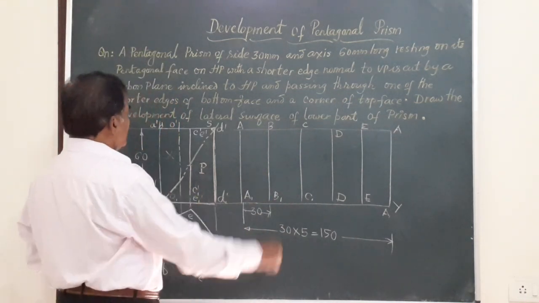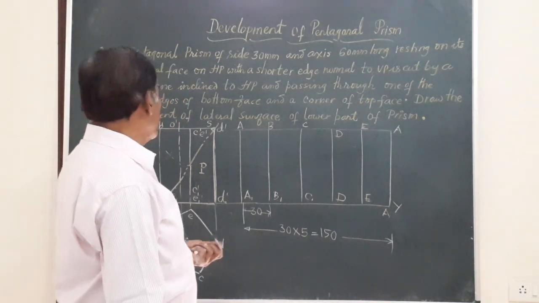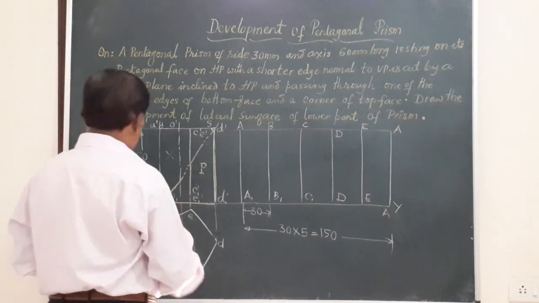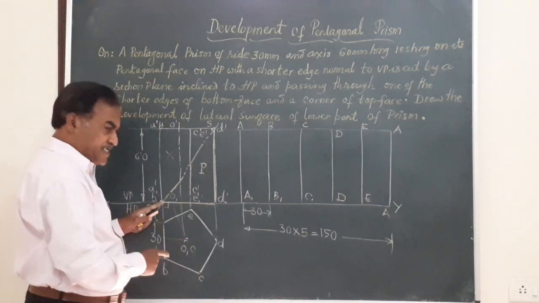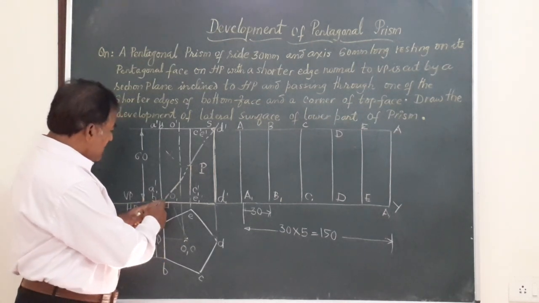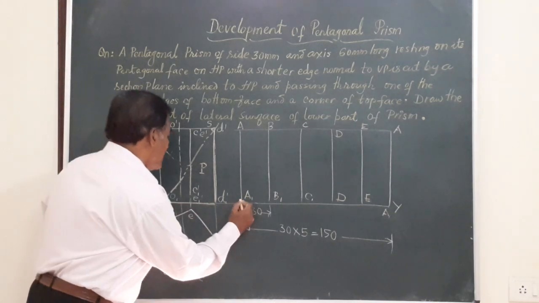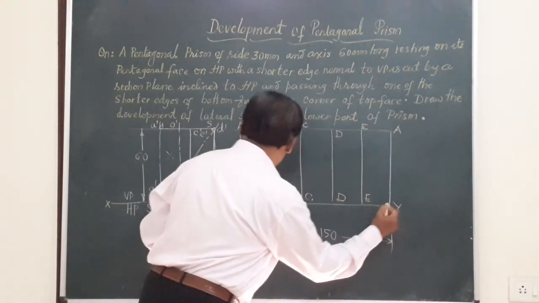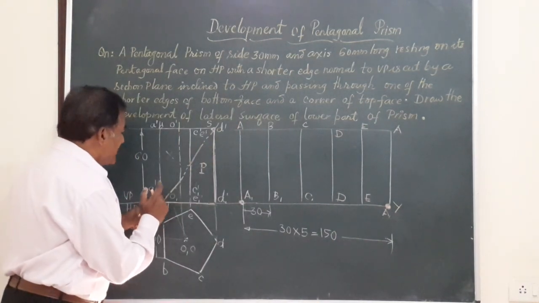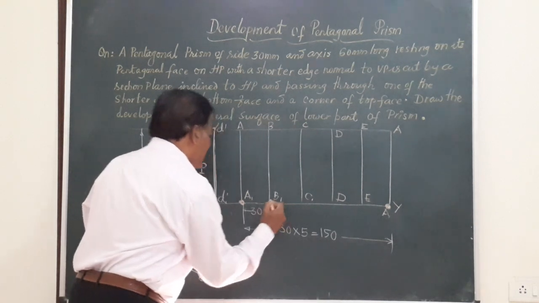Now, after marking this, let us take the point where the section plane is cutting the prism. You can see, friends, here, the section plane is passing through A1 and B1 of the bottom face. So, we have to mark a point here. A1 is a point. Similarly, A1 is here. It is also passing through B1 of the bottom face. So, I mark one more point.